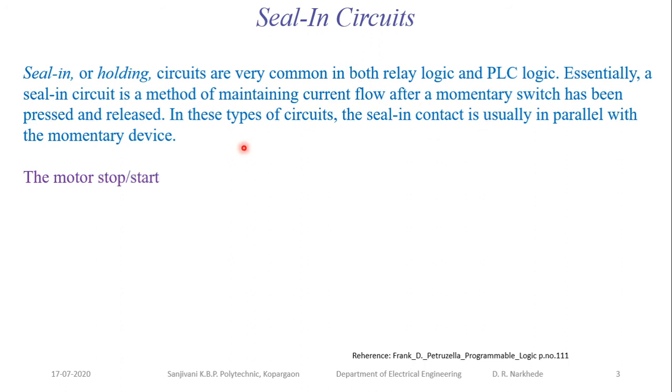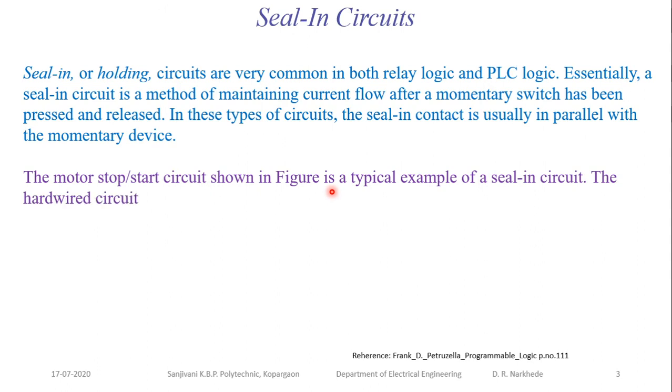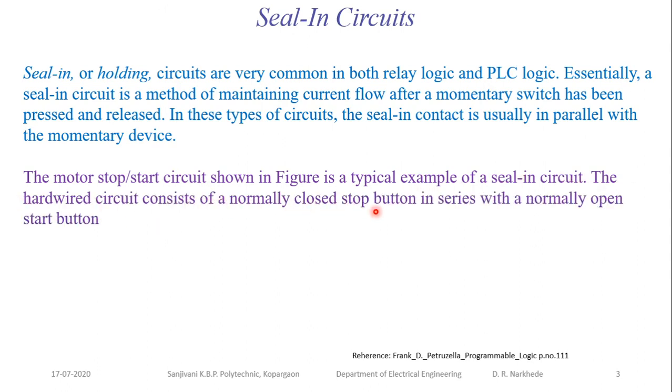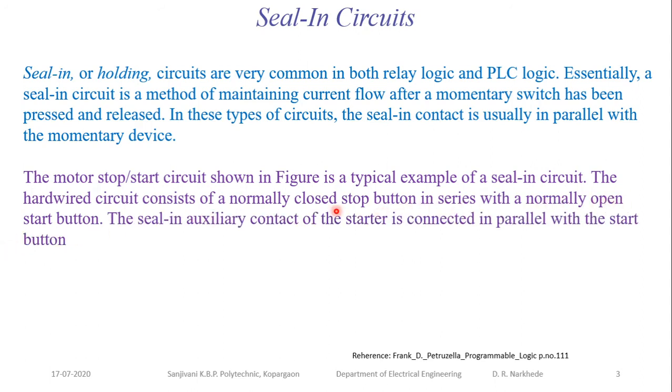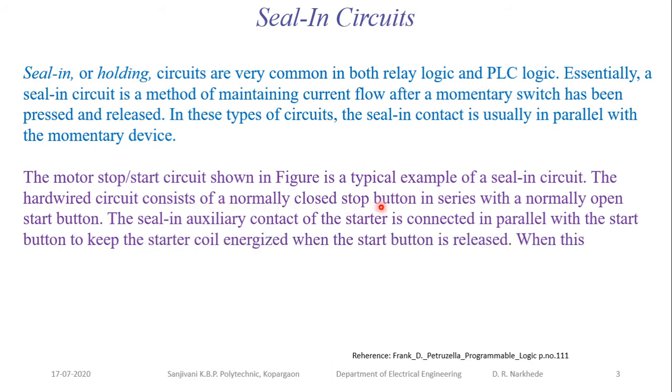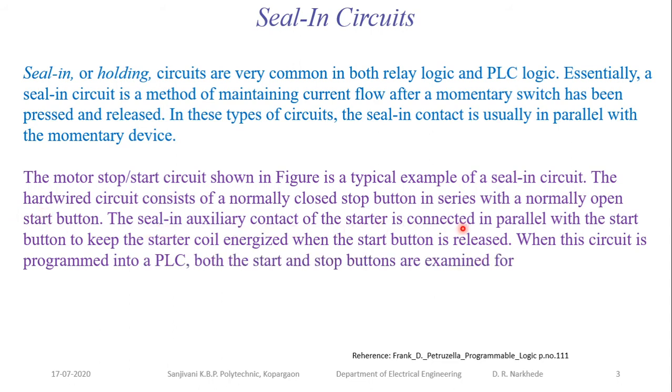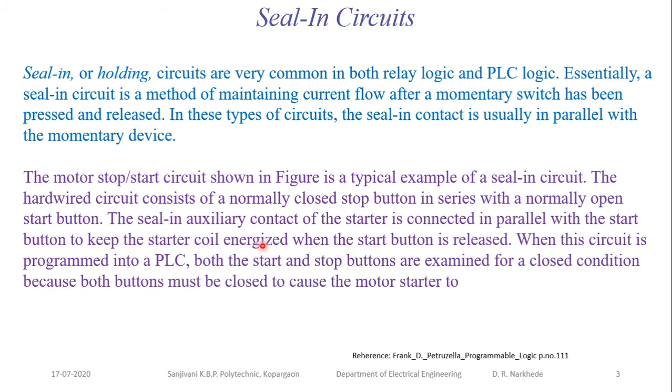Now the motor stop-start circuit shown in the figure is just a typical example of a sealing circuit. The hardware circuit consists of a normally closed stop button in series with a normally open start button. NC type is always the stop button and NO type is always the start button. The sealing auxiliary contact of the starter is connected in parallel with the start button to keep the starter coil energized when the start button is released.